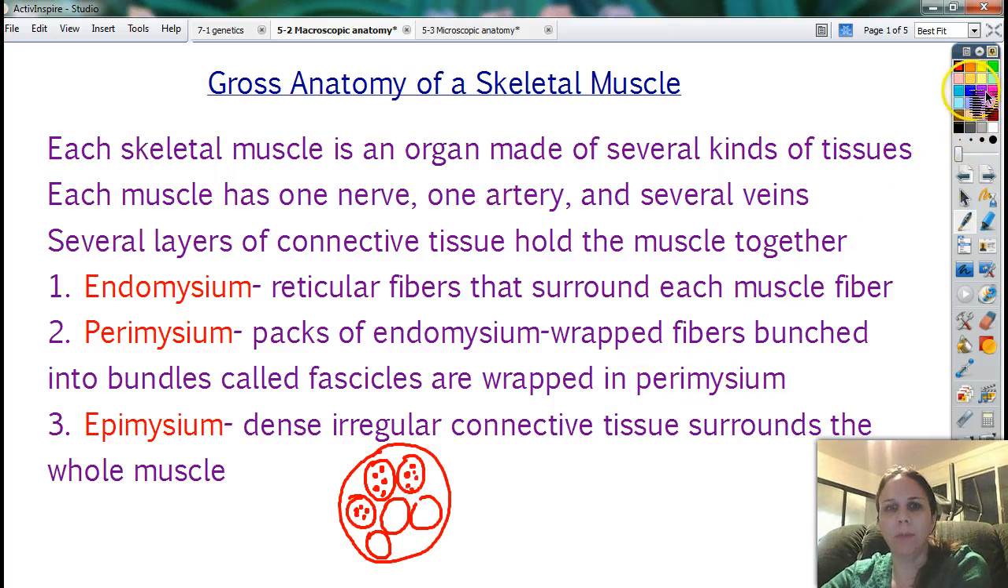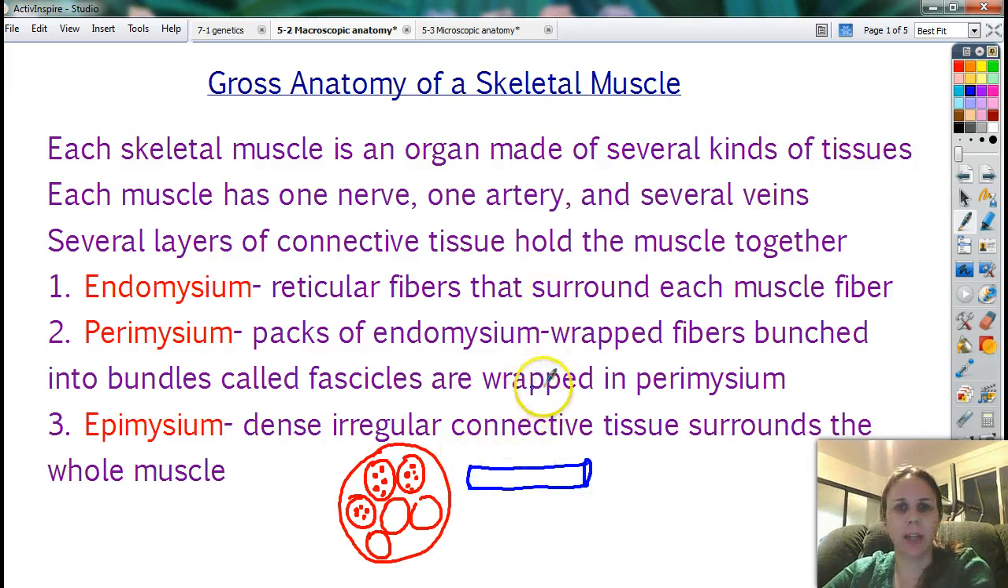First one is called the endomysium. Endomysium is what surrounds an actual muscle cell. A muscle cell is very long, like this, and they call it a fiber because it's actually a collection of lots of different cells all smushed together. Surrounding the outside of this cell is the endomysium. So endo, inside, mys, muscle. Those are going to be surrounding each individual little cell, which is kind of hard to draw.